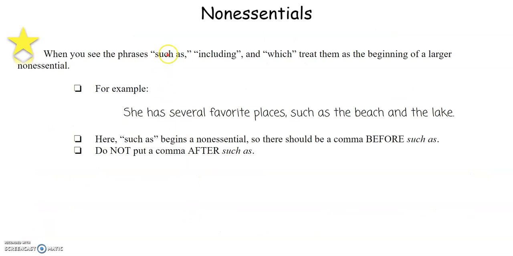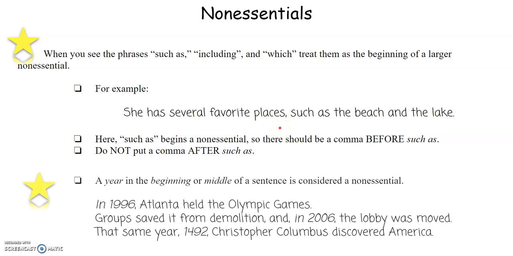When you see phrases like such as, including, and which, these should be kind of red flag phrases or words that you're looking at the beginning of a non-essential. So let's look at this sentence. She has several favorite places. There's a such as, so put the comma before it: such as the beach and the lake. A lot of people get confused because they'll put, she has several favorite places such as, comma, the beach and the lake. But you're actually going to want to put it before and not after.